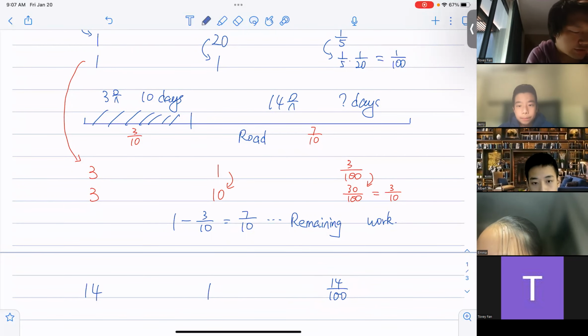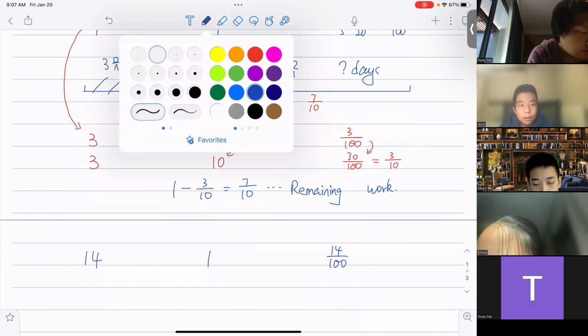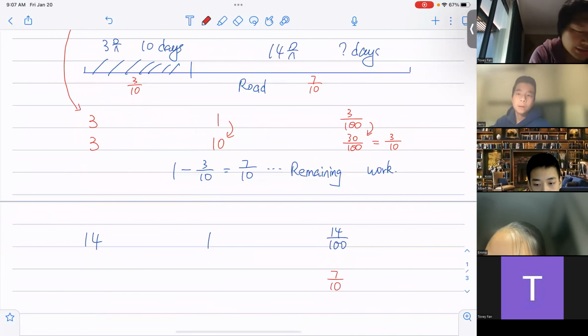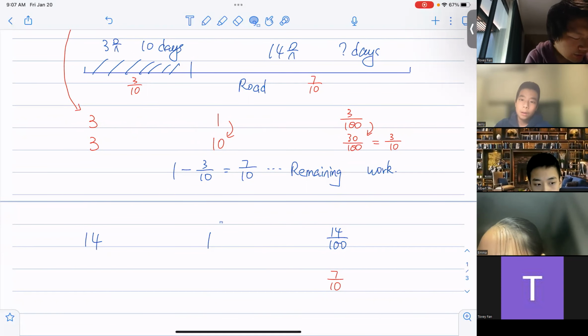But we don't just need 14 out of 100. We need 7 out of 10, right? We have 7 out of 10 of the entire work remaining, right? So let's think about this in one day. They can do 14 out of 100. Then in how many days can they do 7 out of 10?